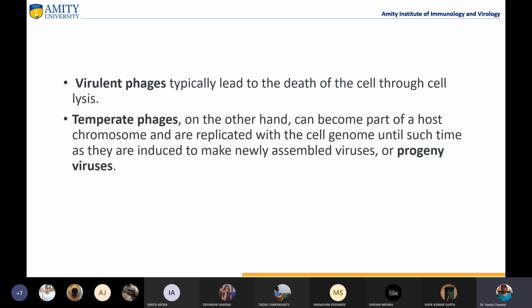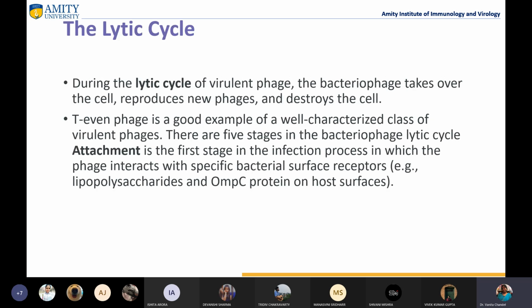So virulent phages are basically those phages which typically lead to the death of the cell through cell lysis, whereas temperate phages, on the other hand, bind with the host genome, host chromosomes, and get replicated with the host genome until such time as they are induced to make new assembled viruses or progeny viruses. So they are not going to kill the host, they are going to stay with the host there, right? So first is the lytic cycle.